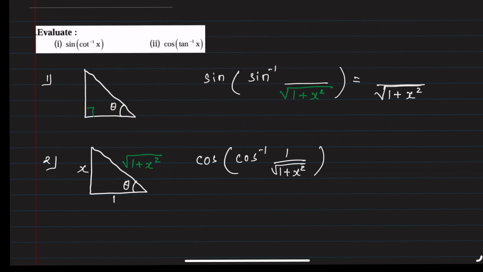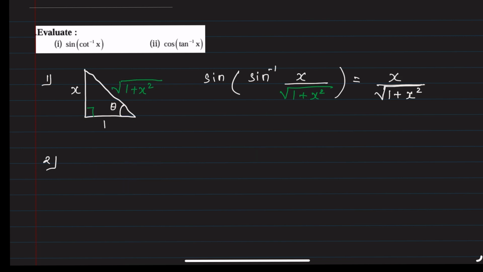Cot inverse. Cot is always adjacent upon opposite. So the triplet would remain the same, root 1 plus x square. But sine inverse would become opposite upon hypotenuse. So 1 upon under root 1 plus x square. Again, right angle triangle upon adjacent. Again, this should be equal to 1 plus x square.